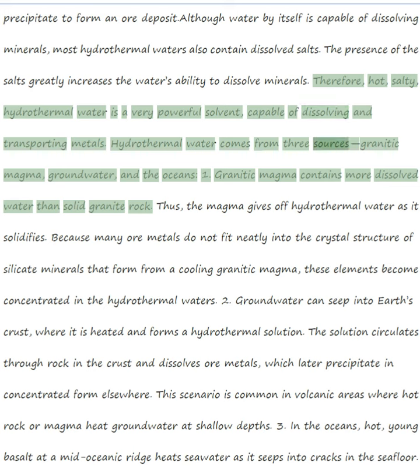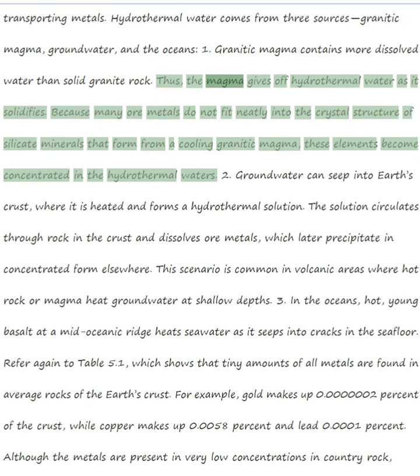Hydrothermal water comes from three sources: granitic magma, groundwater, and the oceans. 1. Granitic magma contains more dissolved water than solid granite rock. Thus, the magma gives off hydrothermal water as it solidifies. Because many ore metals do not fit neatly into the crystal structure of silicate minerals that form from a cooling granitic magma, these elements become concentrated in the hydrothermal waters.